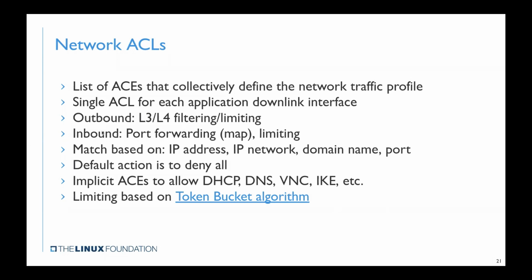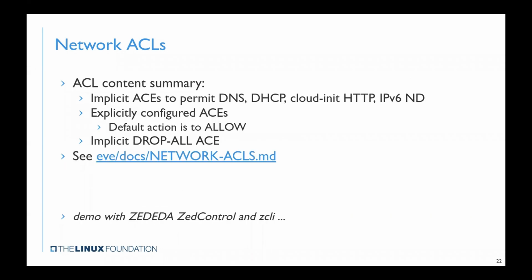And on the inbound side, it is possible to have these port forwarding rules, which I mentioned. This is to be used for local network instances, to have them accessible from outside, and also you can apply limiting, so limiting the bandwidth. And so this ACL contains multiple ACs. There are some actually on the next slide. This is the content of an ACL, how it looks like.